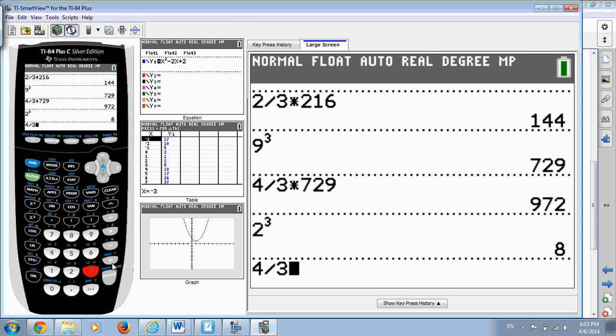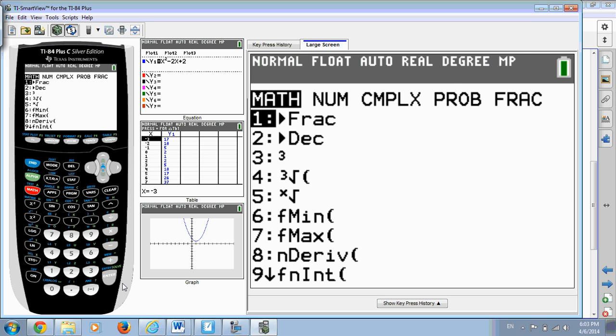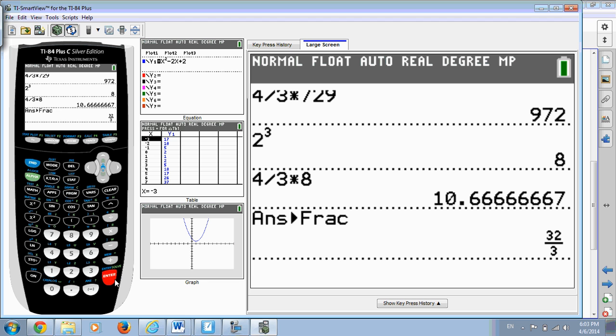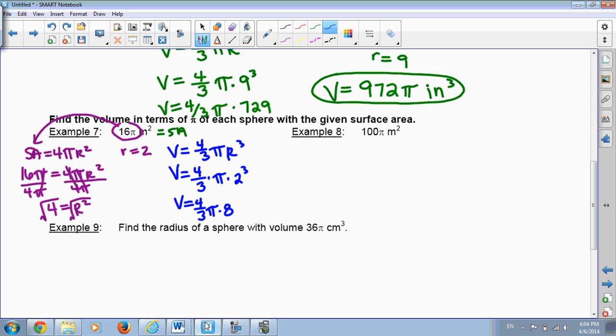Well, let's try that on our calculator. 4 divided by 3, 4/3 times 8. It's going to give us a repeating decimal, so we're going to go ahead and change that back into a fraction by just pressing math, enter, enter. 32/3. Let's do that again. 4 divided by 3 times 8 will give you your repeating decimal. And then you press math, enter, enter, and you get 32/3. So our volume of this example is 32/3 pi meters cubed.